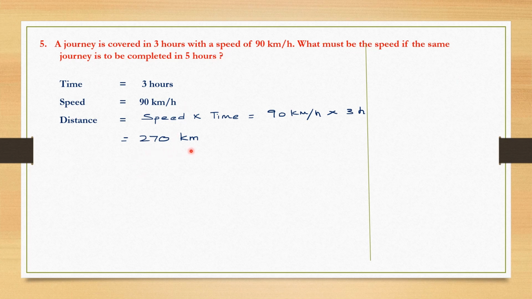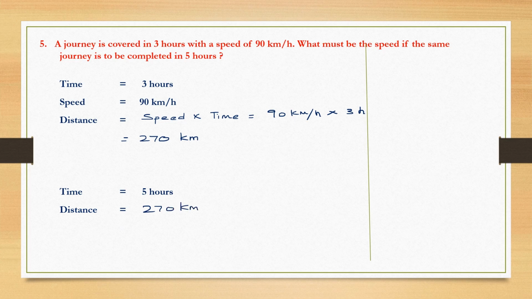Now let's read the second part of the question. What must be the speed? So now they're asking us to find the speed if the same journey, that is 270 kilometers, is to be completed in 5 hours. So time is given to us. Distance is this. We have to find the speed. So let's do that. Time is 5 hours. Distance we just found out to be 270 kilometers.